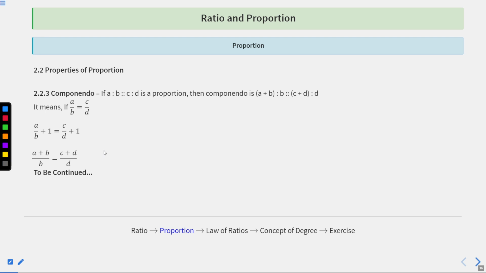Then we have componendo. If this is the proportion, then the componendo is A plus B is to B is to C plus D is to D. That means if A upon B equal to C upon D, then add 1 to both sides, then the componendo will be A plus B upon B equal to C plus D upon D.